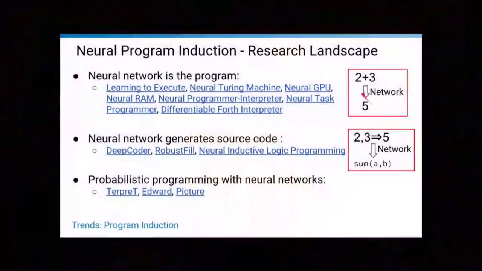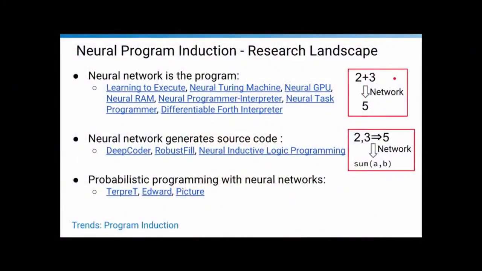Okay, program induction with neural networks. So the research landscape that I will cover is basically like this. The simplest approach is you think of the neural network as a program. So you somehow embed the program into the weights of your network. The cartoon version is you have some inputs, 2 and 3, and the network learns that 2 plus 3 is 5. So you give it the inputs, and the network directly gives you the outputs.